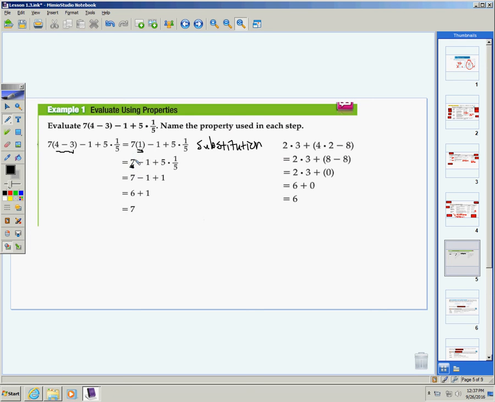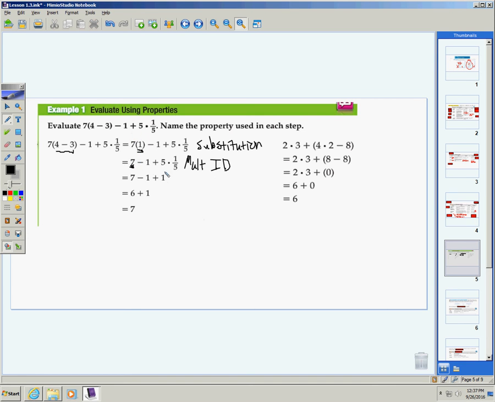That's substitution. Then I did 7 times 1, and I got 7. You can see right there, I went from 7 times 1 to just 7. And that will be your multiplicative identity. And whenever you're doing an identity, if you just put ID, that's how you can abbreviate. You can just say mult ID. The multiplicative identity says any number times 1 is just itself.